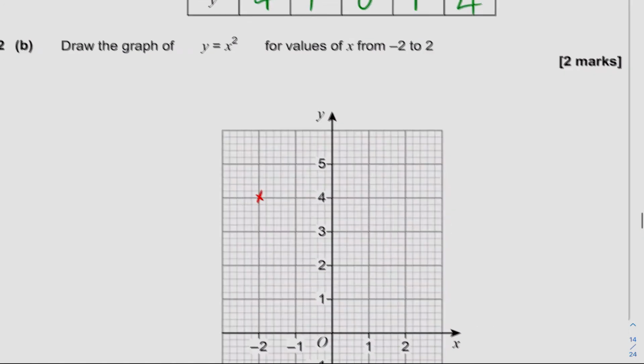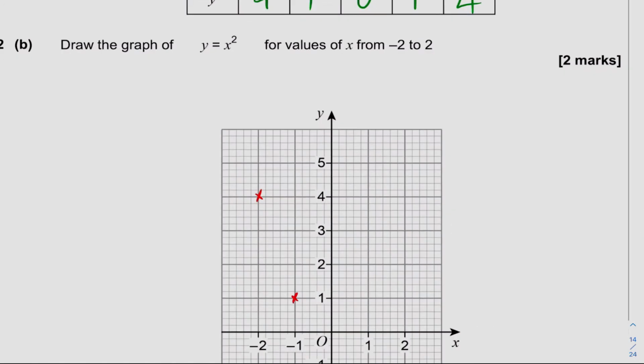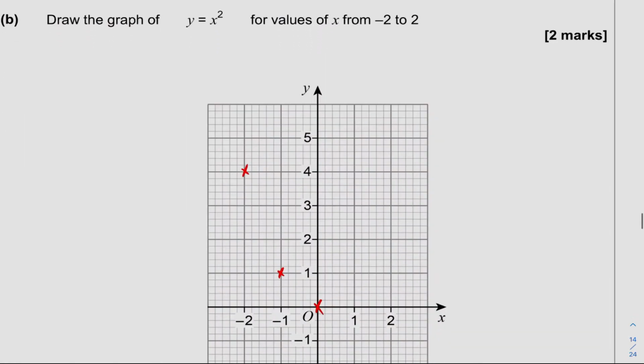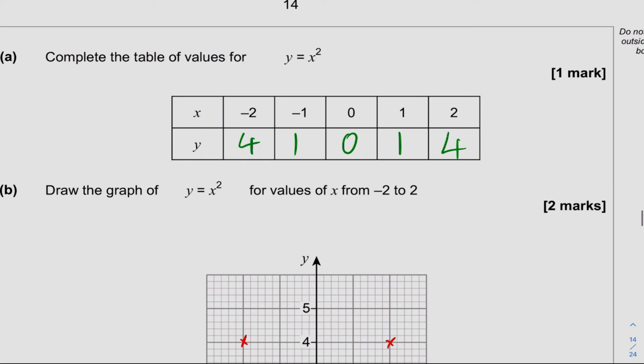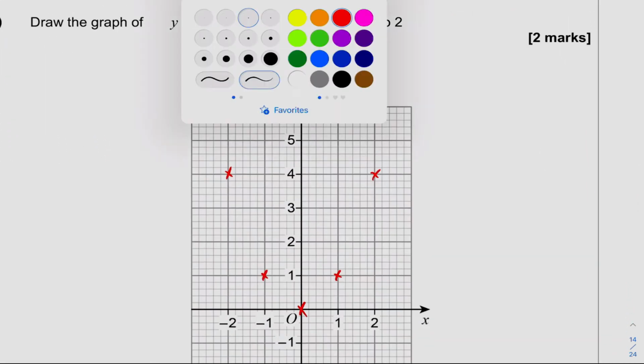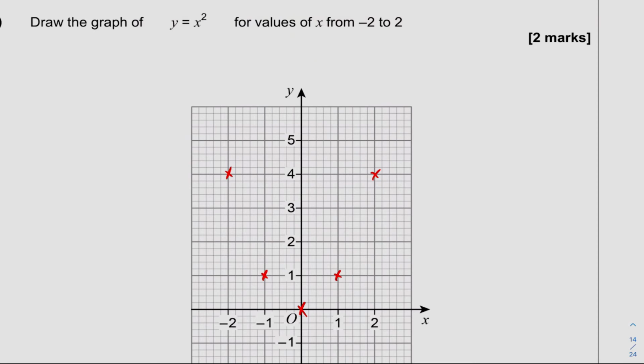We've then got negative 1, 1, so that's that point. We've then got 0, 0, so this point here. Then we've got 1, 1, and 2, 4. Okay. Now we need to complete the curve, so we need to draw a line of best fit, so a smooth curve through all these points, which is not very easy.